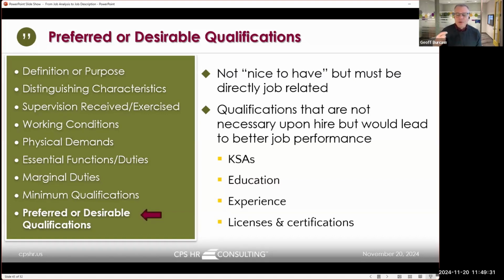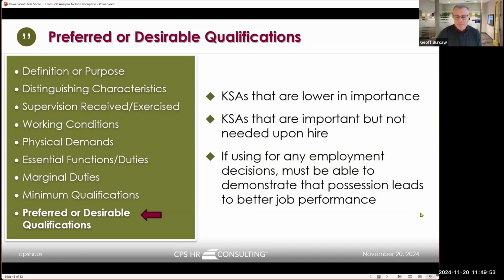So really, we want to look for those qualifications that are not needed upon hire necessarily, but that we can show with our job analysis would lead to better job performance. So think in terms of our KSAs, education, experiences, licenses, and certifications even. Looking at the KSAs, we might look at the ones that are not quite as important. They're still important for performing the job, but they're not those critical ones. Or we can look at the KSAs that are important, but not needed upon hire. That's a very important one.